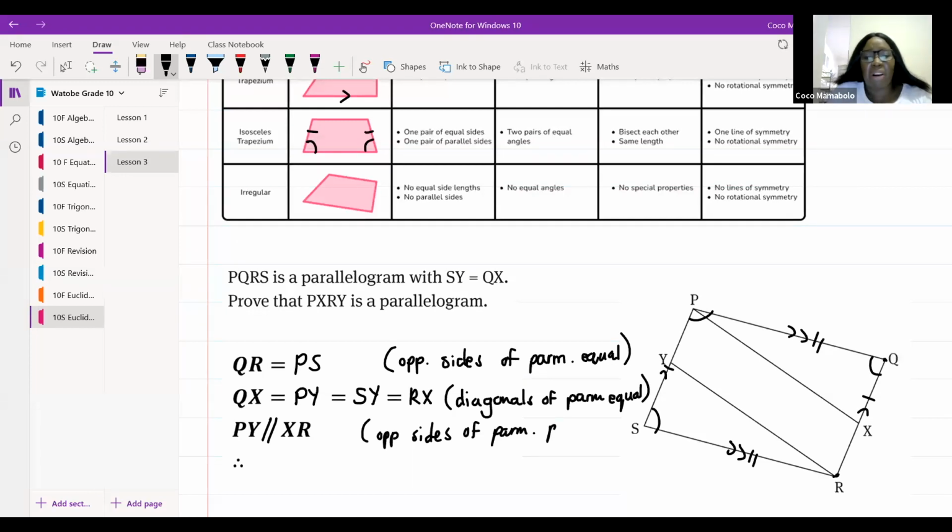I'm going to just write the parallel symbol because we're going to run out of time. Parallel. So I can therefore say, therefore, PXRY is a parallelogram. So these are the kinds of things that we're going to be doing. We're going to be using the properties of quadrilaterals to prove that they are, in fact, the quadrilaterals that exist.